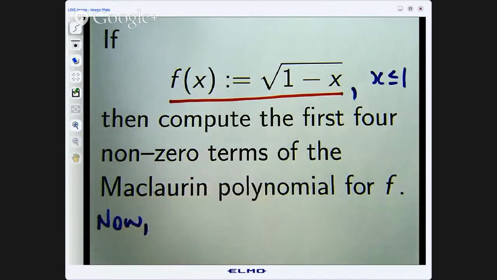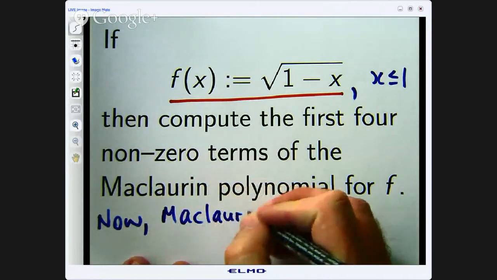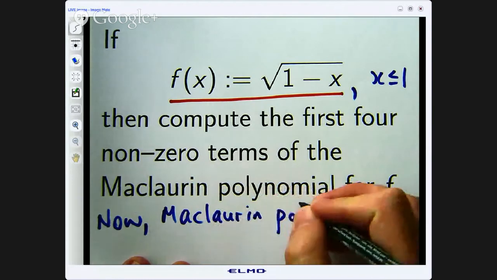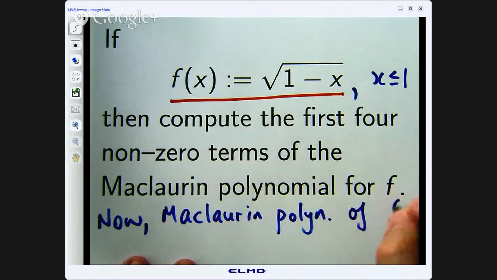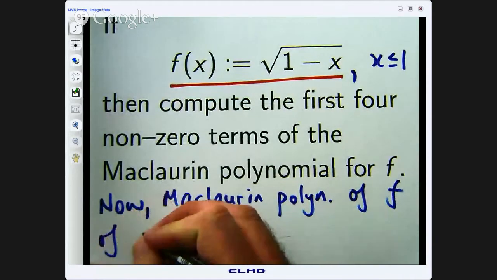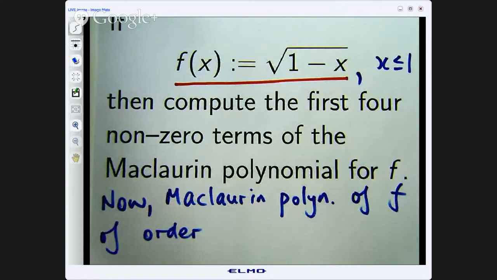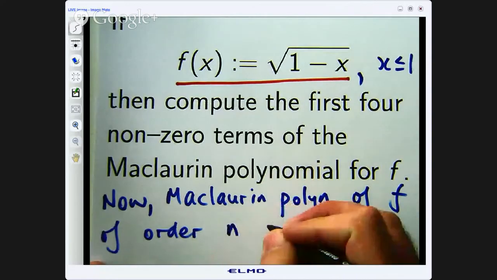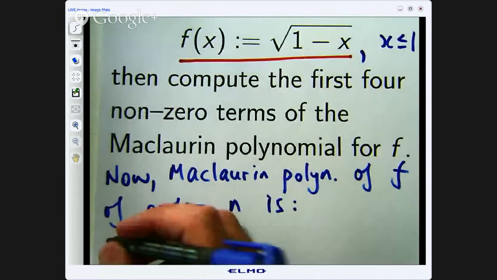So the Maclaurin polynomial, which I'll write as polynomial of a function f of order. Now I'm going to talk about the order of a polynomial. I know that's a bit weird, but because you've got derivatives involved, order seems to make sense here. All right, so the Maclaurin polynomial of a function f of order n is the following.